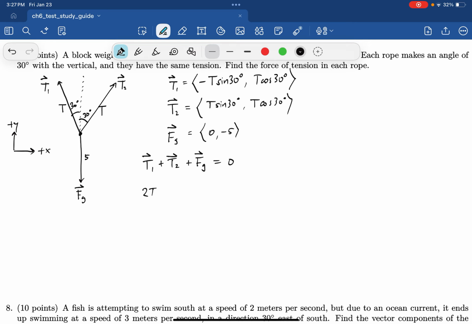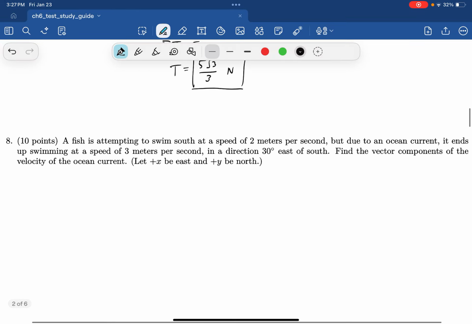So 2 times t cosine 30 degrees minus 5 equals 0. Okay? And so 2 times cosine 30 degrees is square root 3. That means root 3 t equals 5. And the tension is 5 root 3 over 3 newtons. Next.